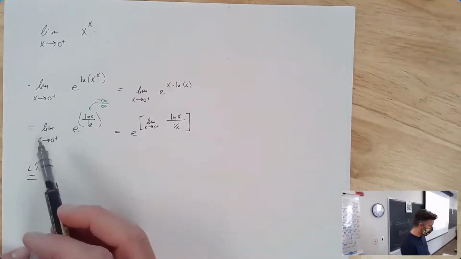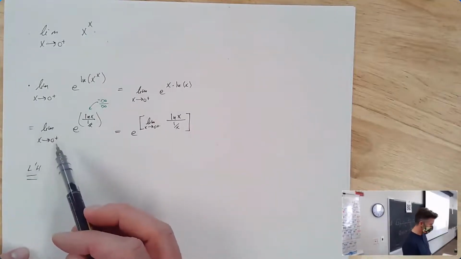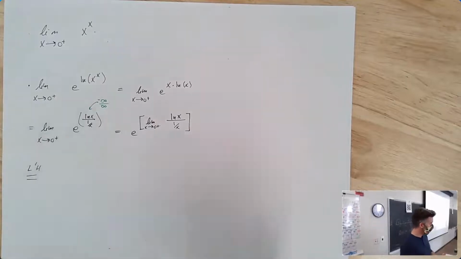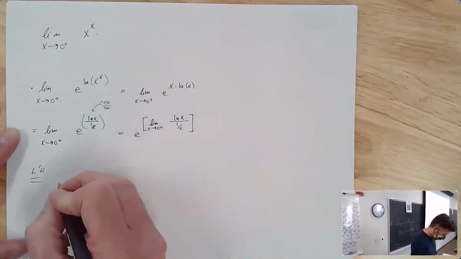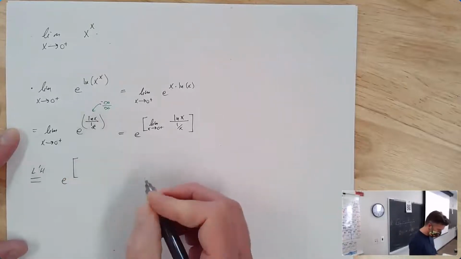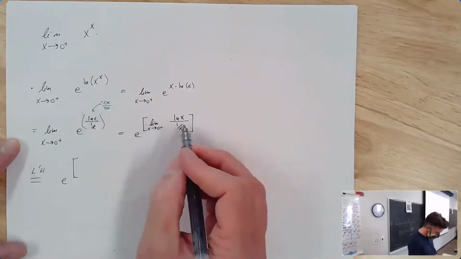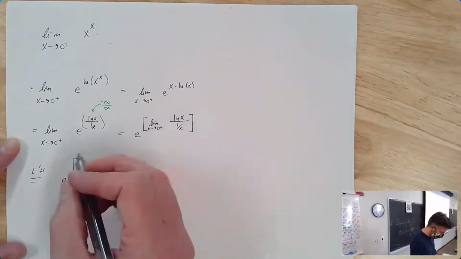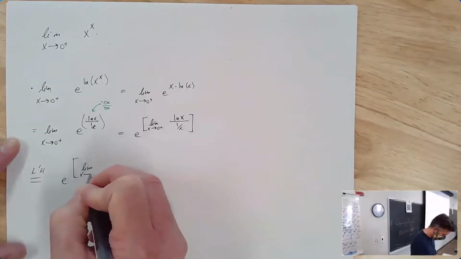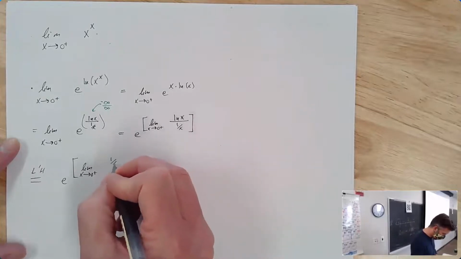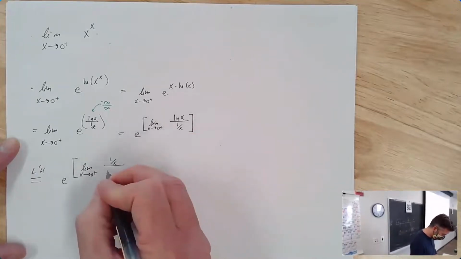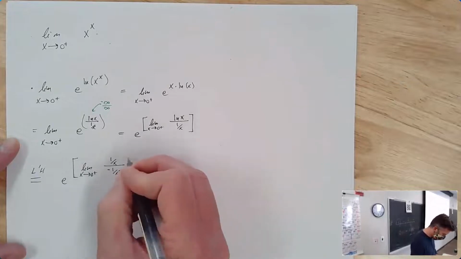Here we're just using the fact that if you have the limit of a function of something, it's equal to the function of the limit of the thing, as long as the function is continuous, which e to the whatever always is. So we're going to rewrite this as e to the, and now we're going to use L'Hopital's rule and say, the limit as x goes to 0 from the right, I'm going to take the derivative of the natural log of x, which is 1 over x. The derivative of 1 over x is negative 1 over x squared.